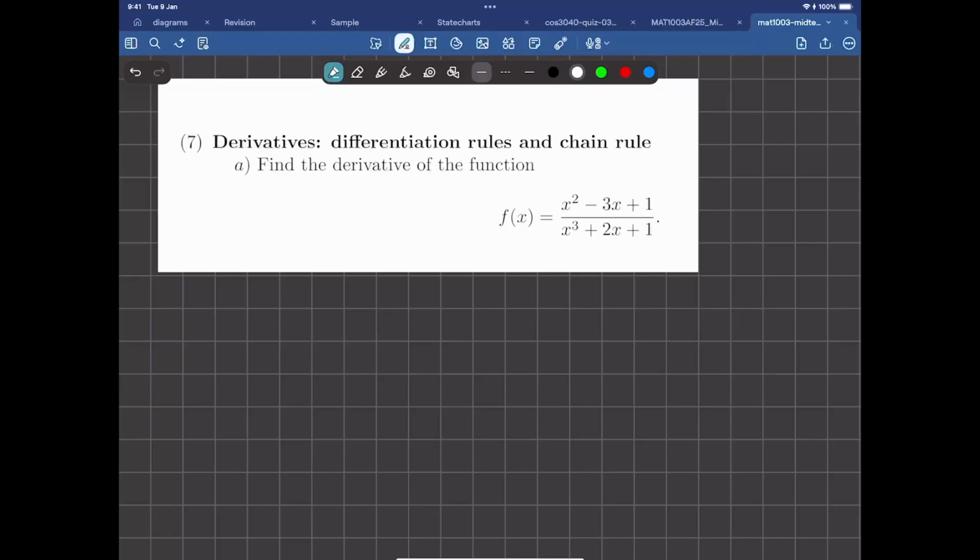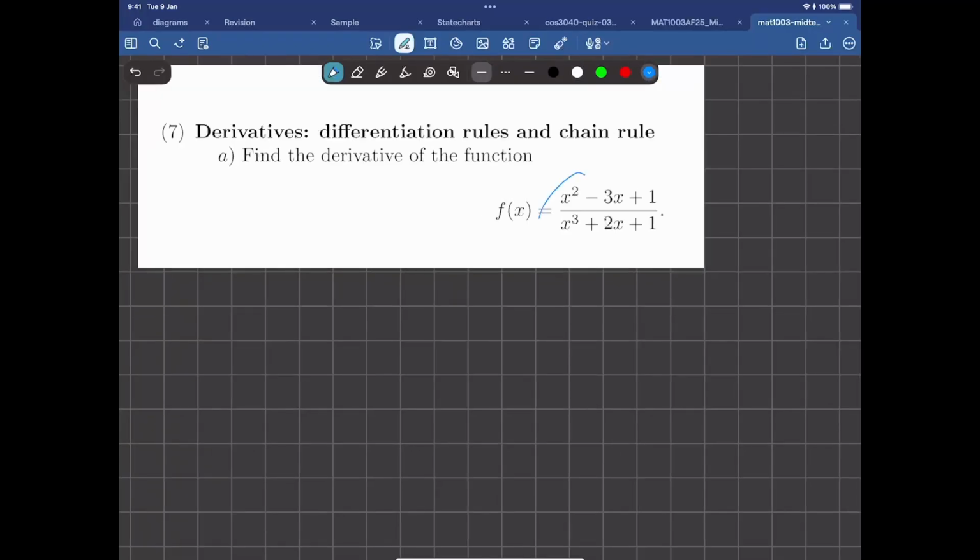The tricky part about derivatives is that you need to be very careful with your calculations, right? Because it's easy to mess up something easy. Okay, so conceptually easy, computationally could be slightly harder, but not too hard. So we're given that function and we need to find its derivative. So I'll just copy it first. That's x squared minus 3x plus 1 over x cubed plus 2x plus 1.